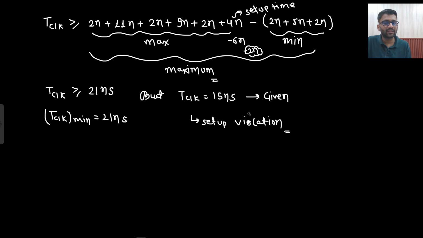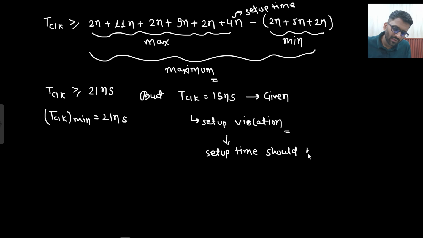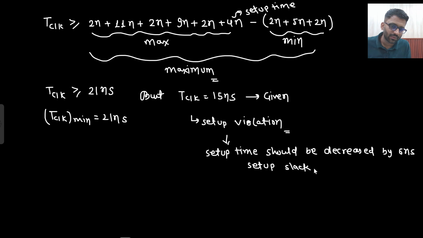So this is known as setup slack. I will write: setup time should be decreased by 6 nanosecond. So what is your setup slack? Setup slack is equal to minus 6 nanosecond. It should be decreased, right? So it is negative. So this much margin you need to decrease. So setup slack is minus 6 nanosecond.